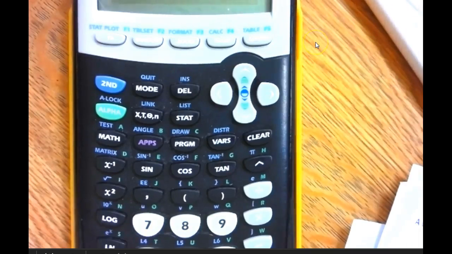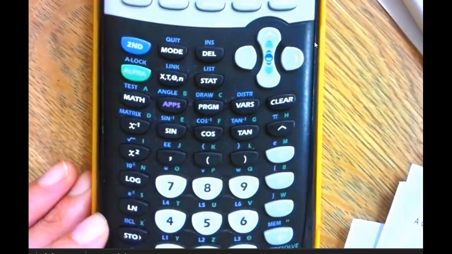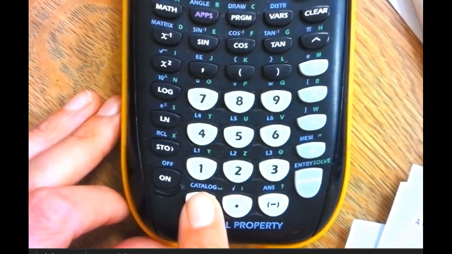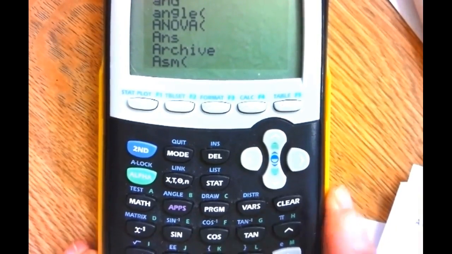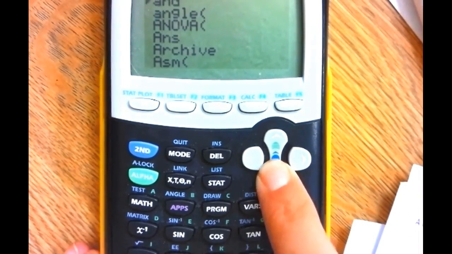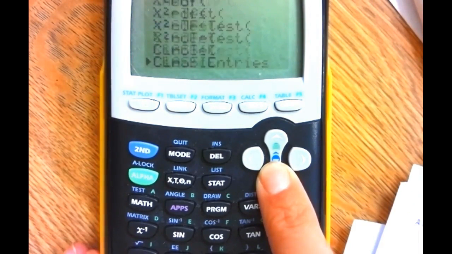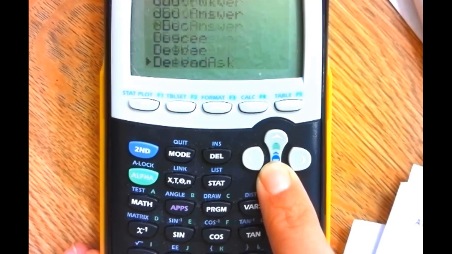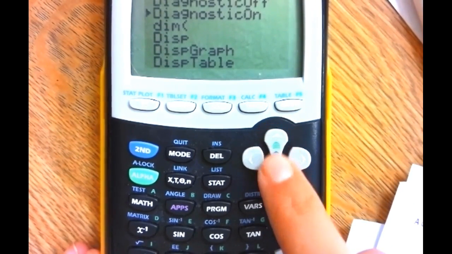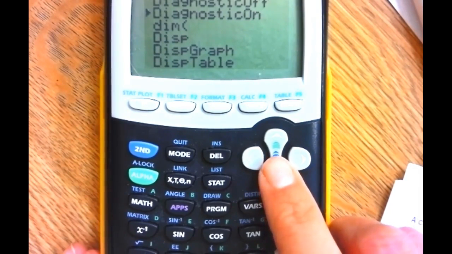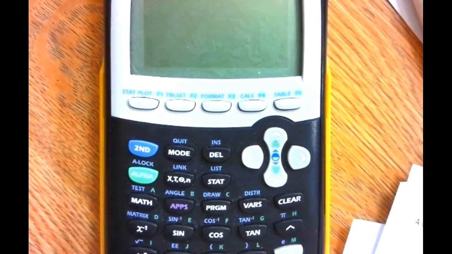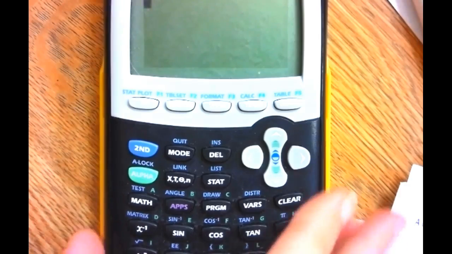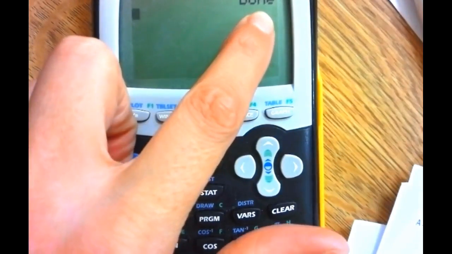So, if you do not, you need to hit the word second. You need to hit catalog, which is number 0. You should see a whole bunch of words that start with A. You got to arrow all the way down to the D's. Now you want to go to diagnostic and you want to hit enter at on. Then you should hit enter and it should say diagnostic on and done.